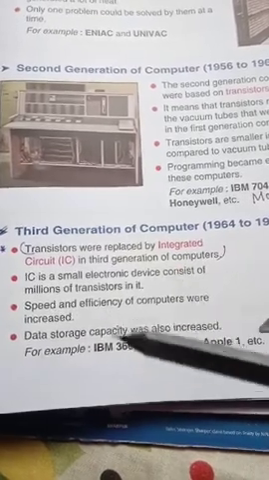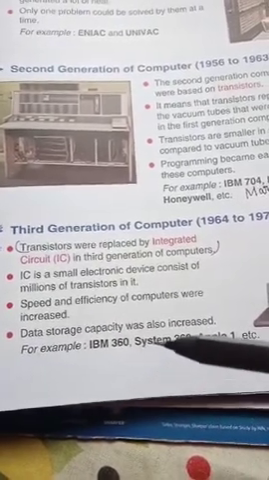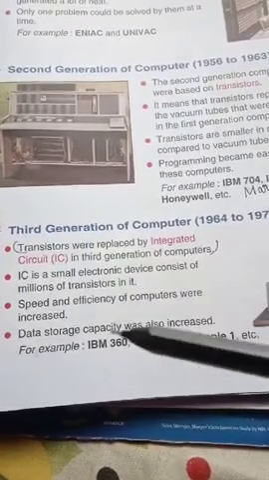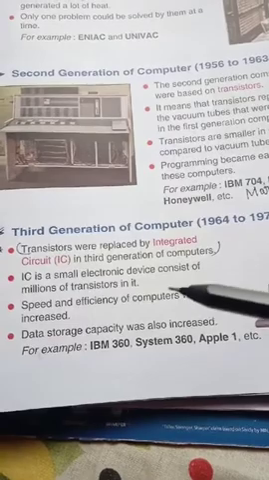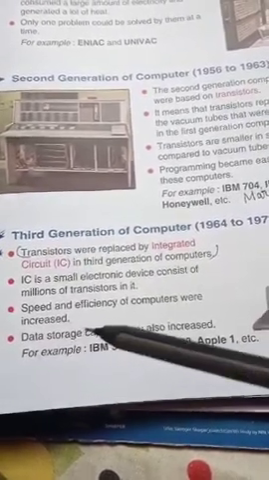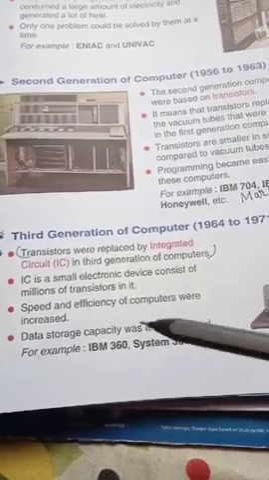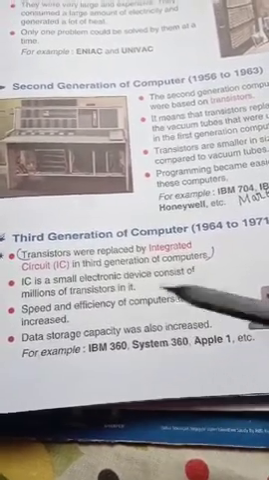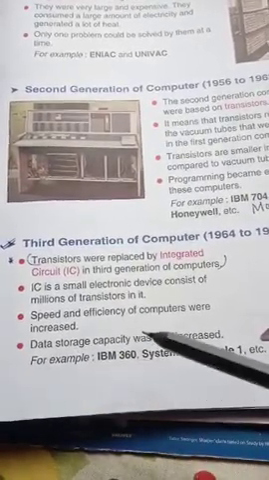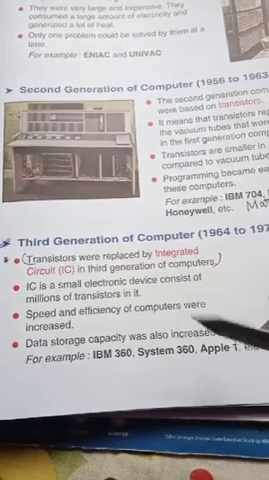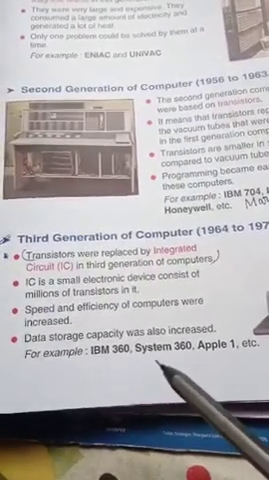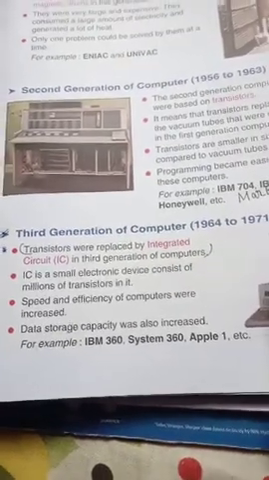They were faster and more efficient than the second generation computers. Third generation computers used keyboard and monitor to communicate. Data storage capacity was also increased in third generation computers. Examples: IBM 360, System 360, Apple I, etc.